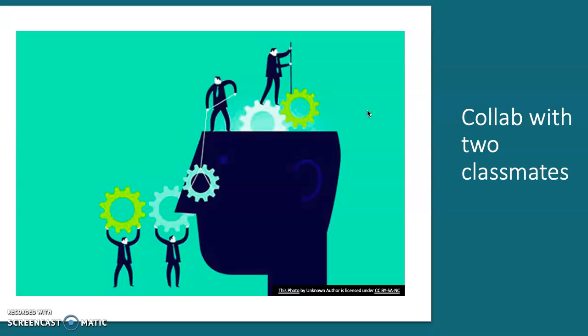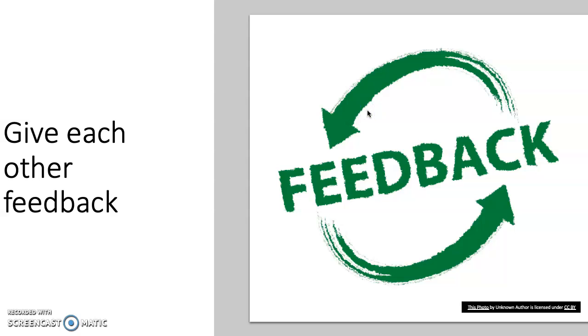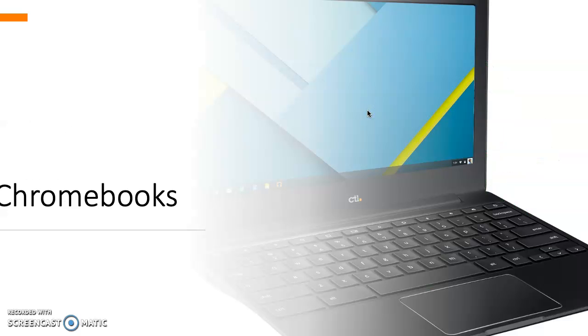So find two partners in the class to help each other with your infographics. It can be anyone in the class. You guys get to pick. So make sure you give each other feedback, so help your two partners make the best infographic possible. Each of you will be given Chromebooks to complete this project.